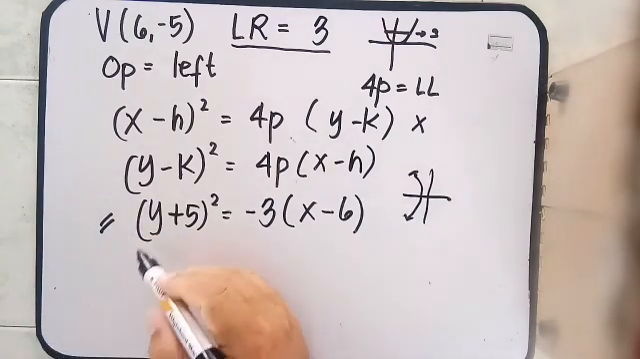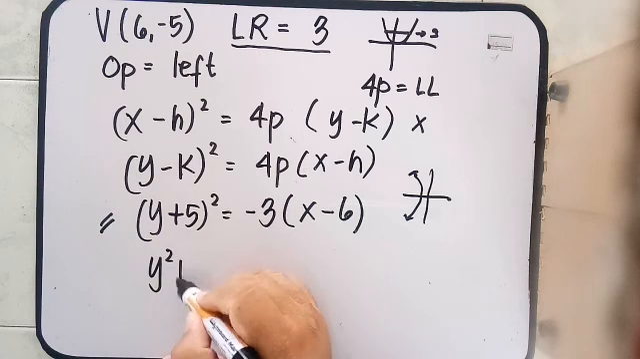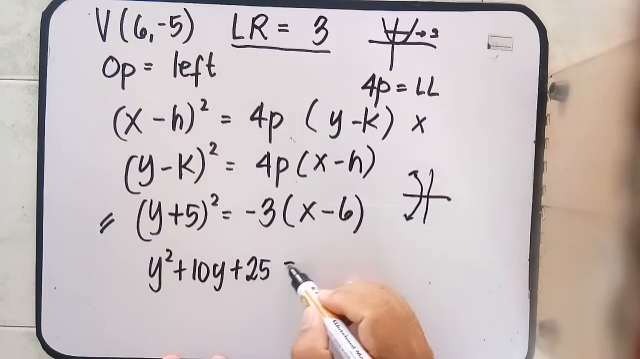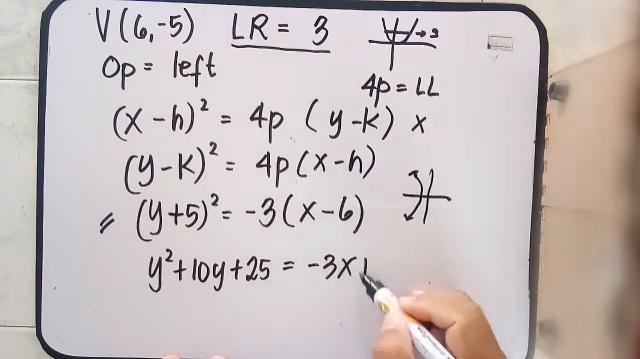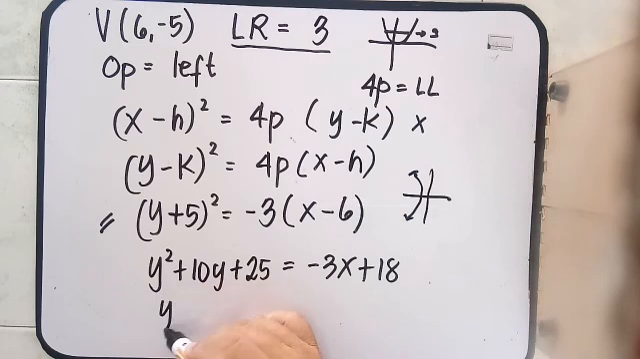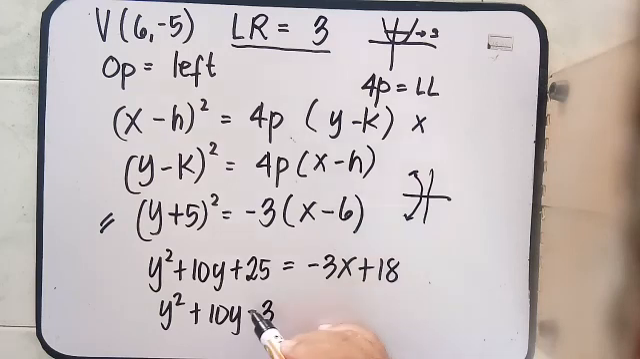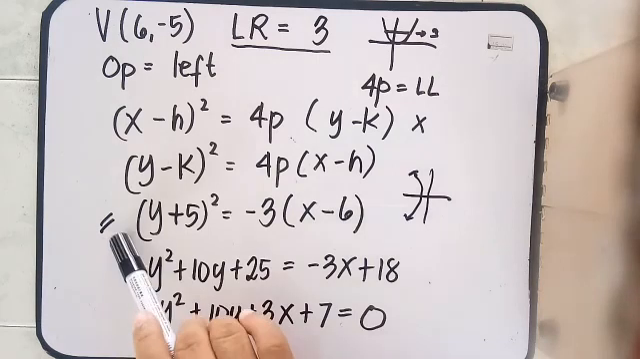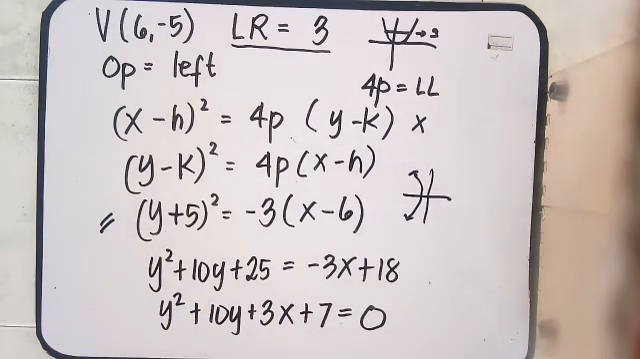Now, what will be the general form? Let me expand this. So, it's y square plus 10y plus 25 is equal to negative 3x plus 18. So this is y square plus 10y plus 3x minus 18 plus 25, which is plus 7, is equal to 0. So that will be your general form. This is the vertex form, the standard form, and this will be your general form of the equation.